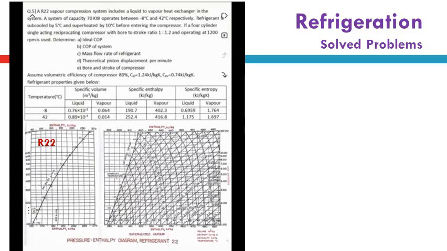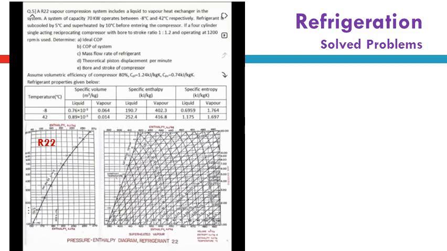you are requested to determine: A. Ideal COP, which is named Carnot COP; B. COP of this system; C. Mass flow rate of the refrigerant; D. Theoretical piston displacement per minute; E. The bore and the stroke of this compressor. Assuming that the volumetric efficiency of the compressor is 80%, the specific heat of the refrigerant equals 1.24 kJ per kilogram Kelvin in liquid phase, and the specific heat of the vapor equals 0.74 kJ per kilogram Kelvin.